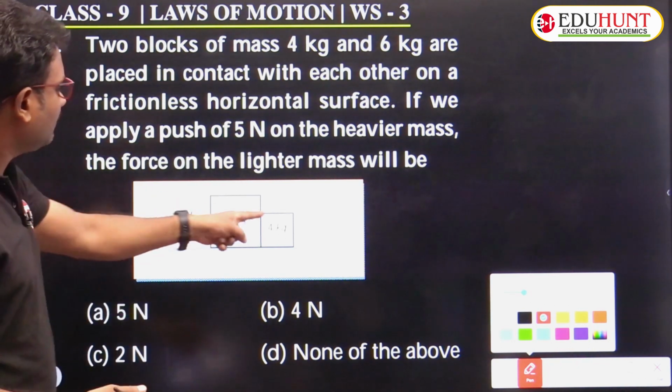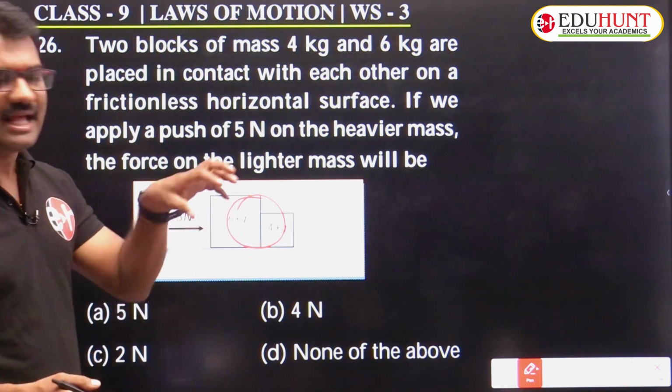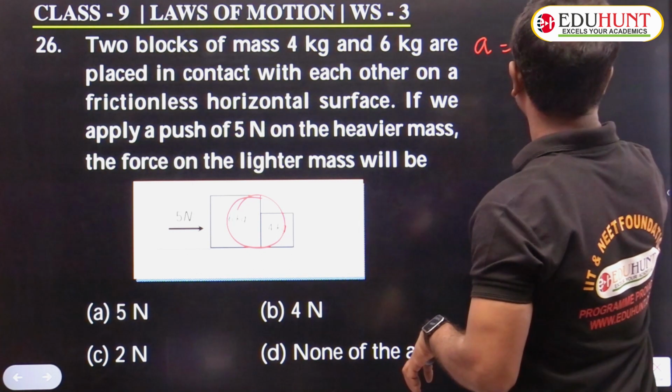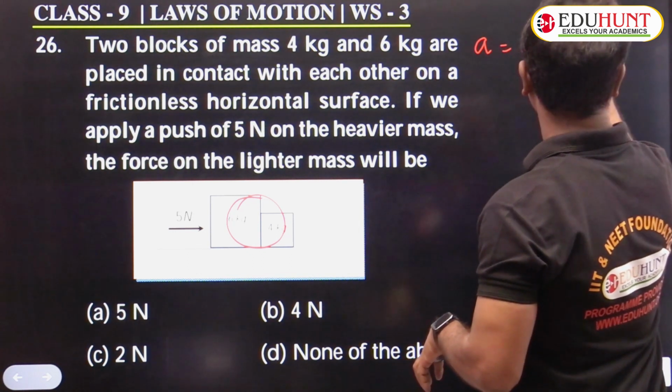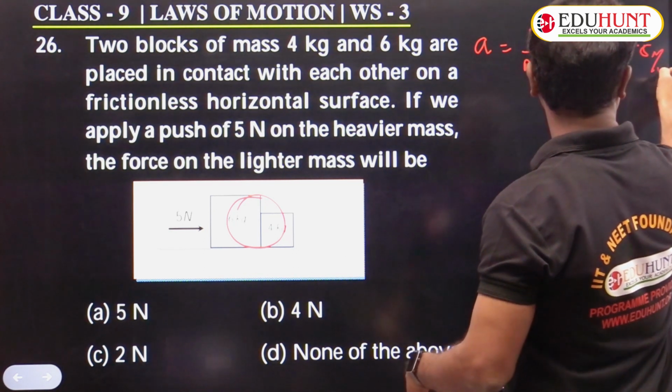First of all we have to treat the two bodies as a single body and find the acceleration of the system. So acceleration of the system is equal to net force by total mass, which is equal to 5 by 10, since 6 plus 4 equals 10, which is equal to 0.5 meter per second square.